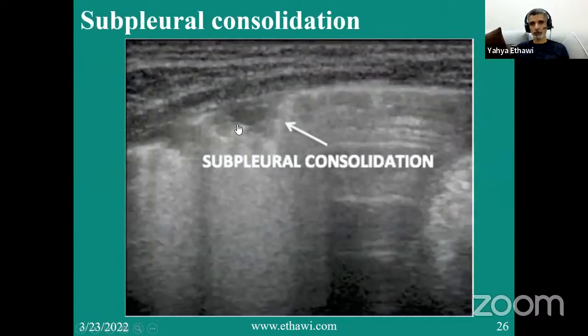It's very important to differentiate between subpleural and subpulmonic consolidation. Subpleural consolidation is fluid below the pleura. Subpulmonic consolidation is when it is difficult to differentiate the B lines from the pleura.